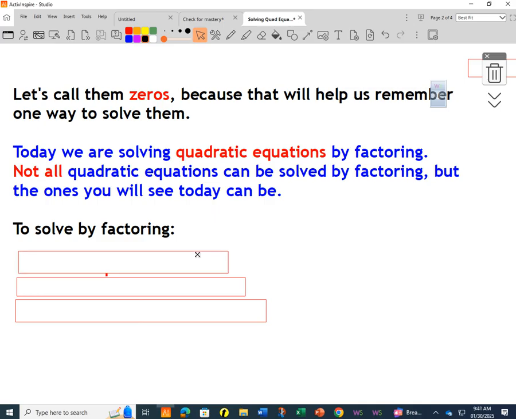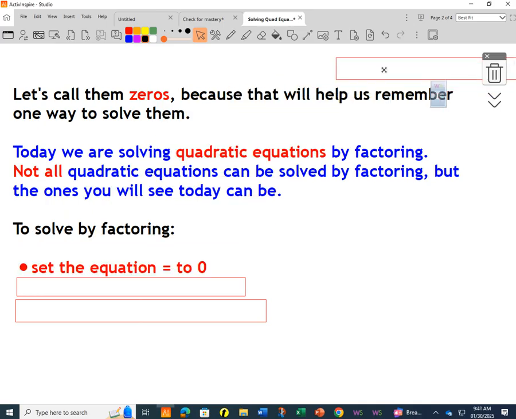So to solve by factoring, the first thing you're going to do is set the equation equal to 0. Our example quadratic equation is the front top of our notes. That equation is set equal to 0. All that means is there's something on the left side and it's equal to 0. So one of the sides has to be 0. Everything else has to be on the other side of 0. Make sense? Okay, that's all it means.